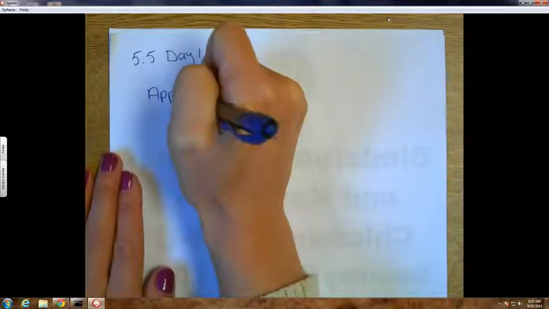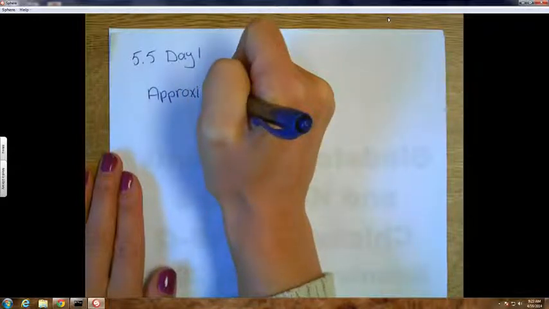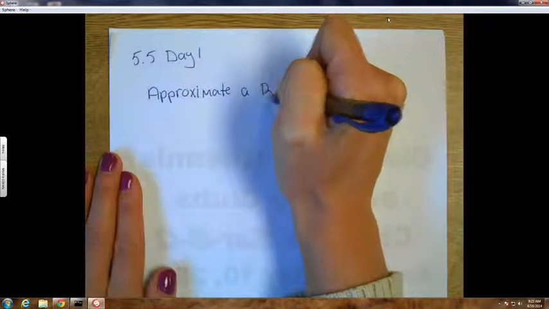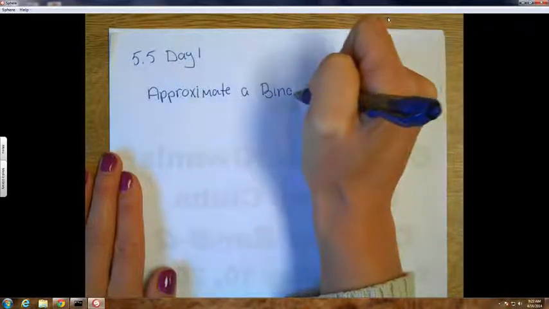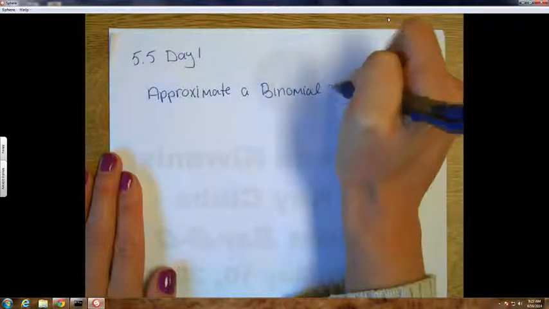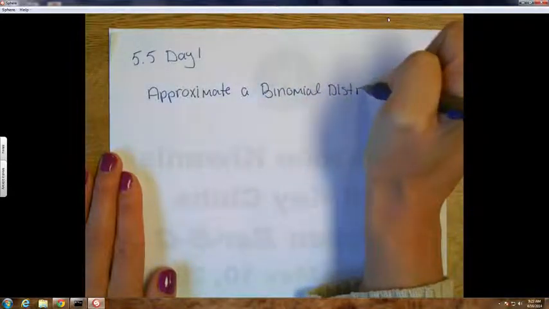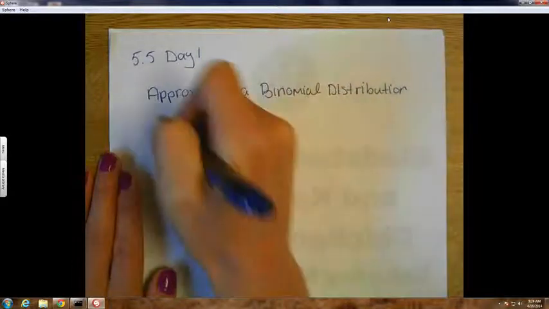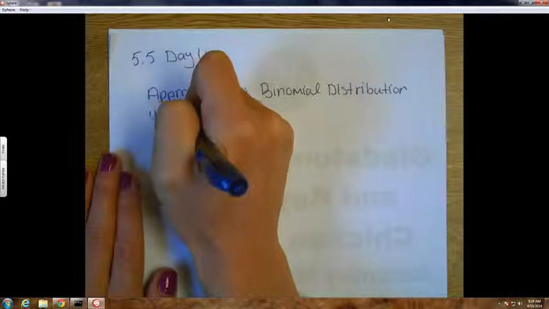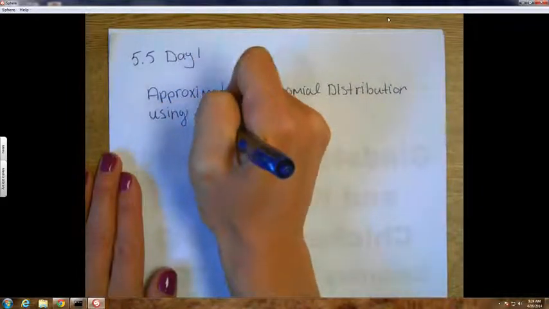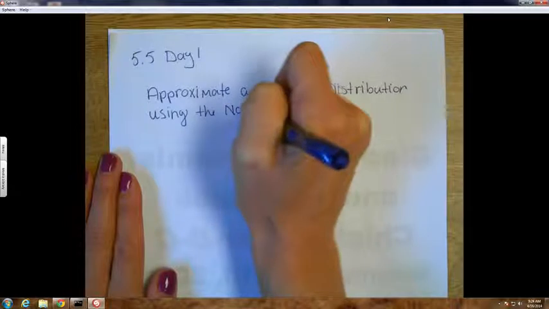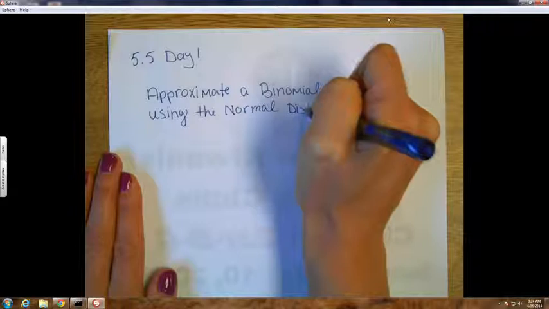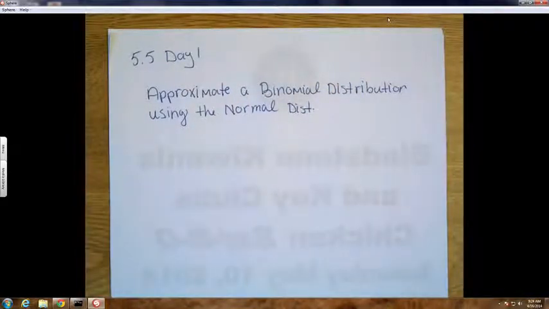We are going to approximate a binomial distribution using the normal distribution. The binomial distribution was back in the last chapter.